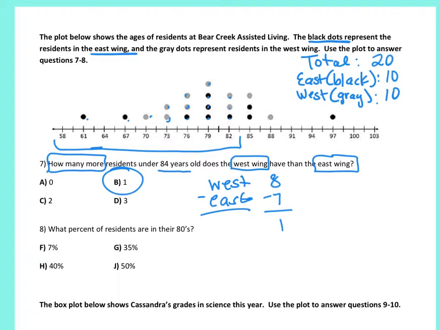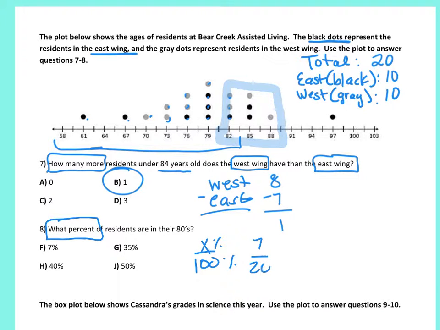Okay, what percent? Anytime it says what percent, you need to automatically see x over 100 and write that down on your paper. X over 100. What percent of residents are in their 80s? So let's look at just from 80 to here. 1, 2, 3, 4, 5, 6, 7. Good. So there's 7 out of how many total? 20. So what am I going to do here? X over 100. Good. X over 100.